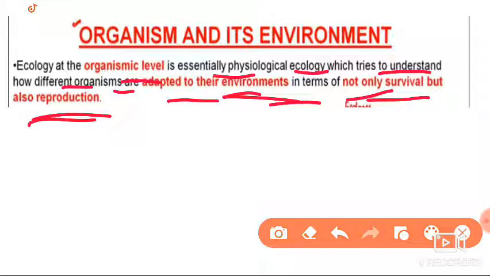Then only there is a formation of new species. It is possible only because of reproduction. If the animal is surviving, it should be reproductively fit. That is what Darwin says.